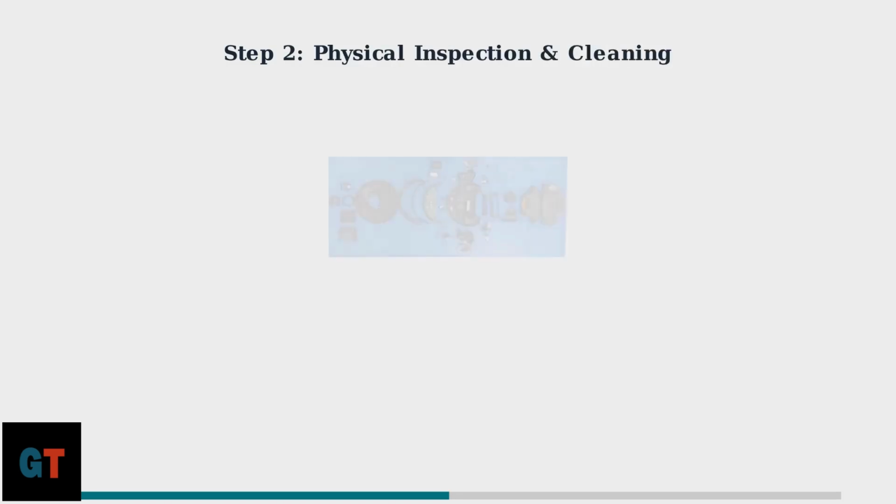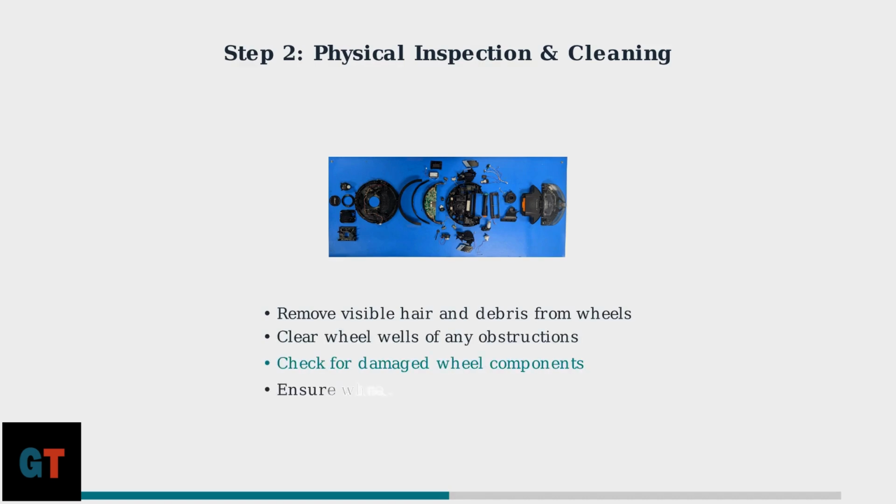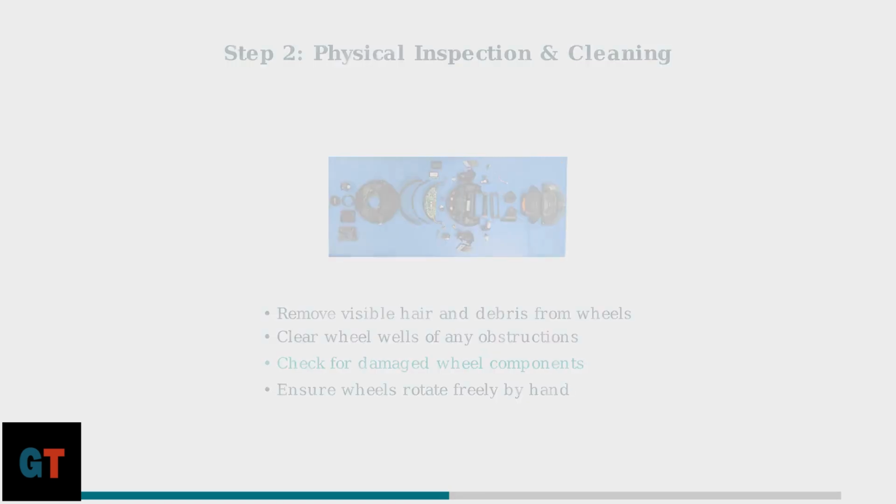If power cycling doesn't resolve Error 9, proceed to Step 2, physical inspection and cleaning. This involves examining the robot's wheels and wheel wells for any obstructions that could prevent proper movement. Carefully inspect the drive wheels for hair, debris, or small objects that may be wrapped around the axles or lodged in the wheel wells. Pet hair and carpet fibers are the most common culprits causing wheel motor obstructions.